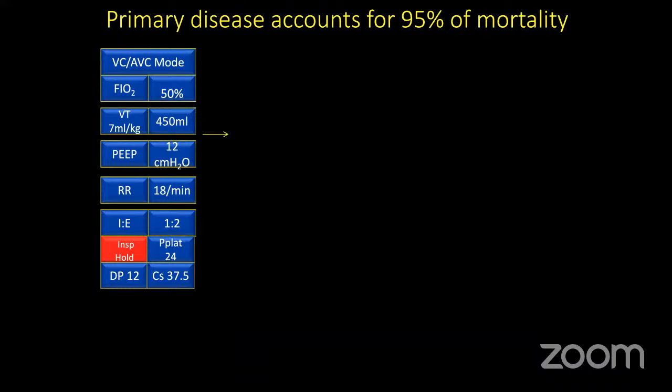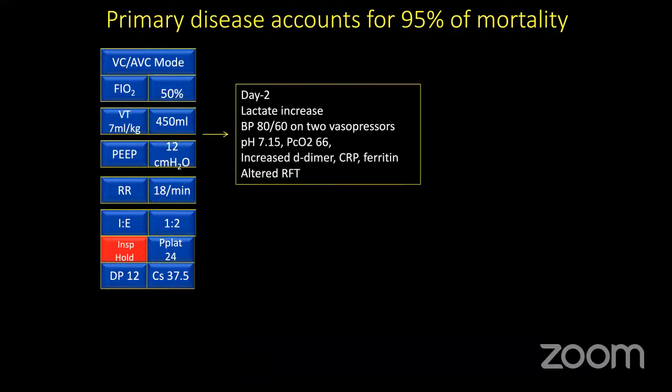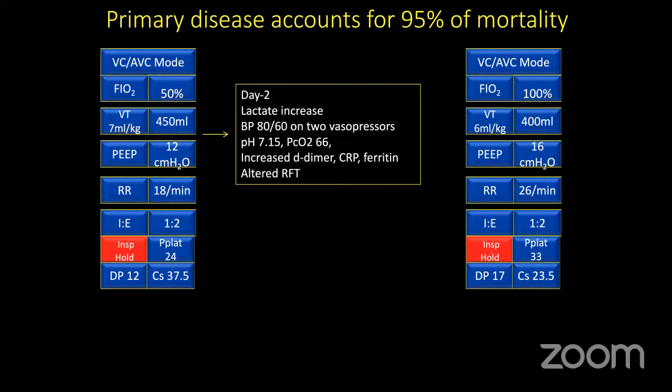See, this is something we generally see on day 1. On day 2, the lactates increase, blood pressure drops, the patient is very acidotic. If it is COVID, D-dimer increases, C-reactive protein increases, ferritin increases, there is an increase in RFT. Look at the plateau pressures, which was 24, has become 33. The driving pressure has increased. The compliance has decreased. The lung becomes stiffer, and the patient dies.